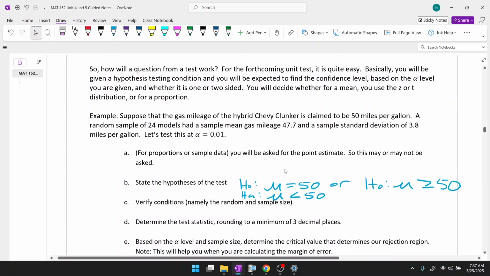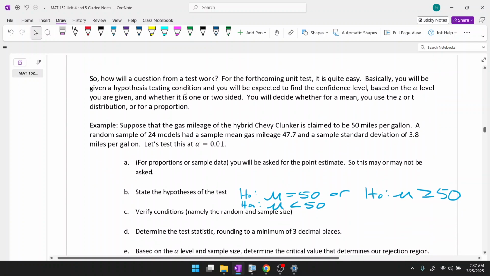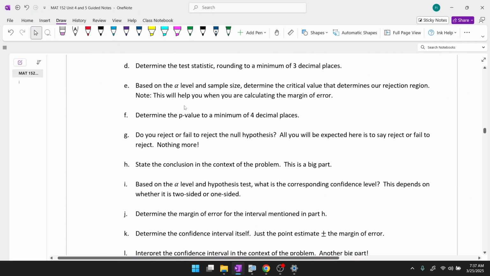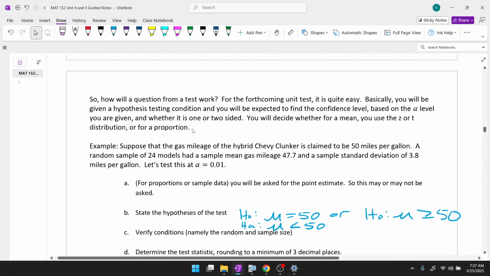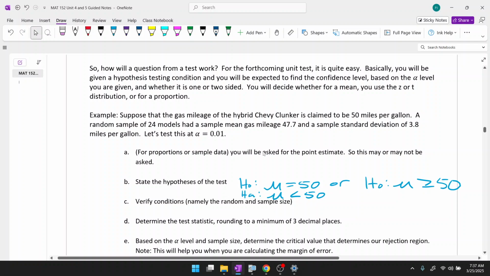So basically, how does a test question work for the hypothesis test? I like to really marry everything together. In other words, the confidence interval and the hypothesis test, I put it all together. So suppose the gas mileage of the hybrid Chevy Clunker is claimed to be 50 miles per gallon. Now, I would also throw in the phrase, you think it may be lower.